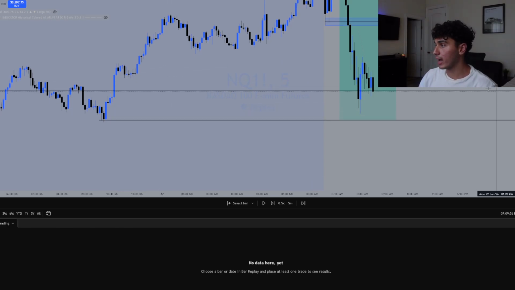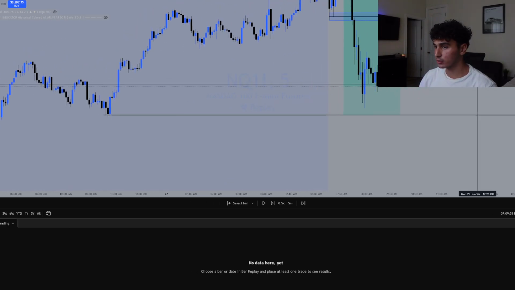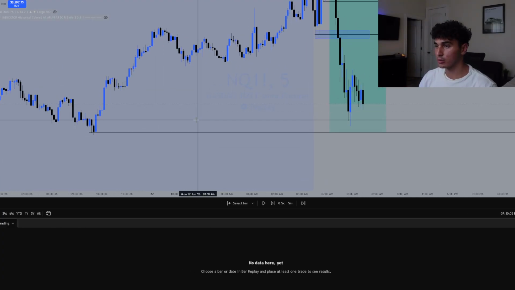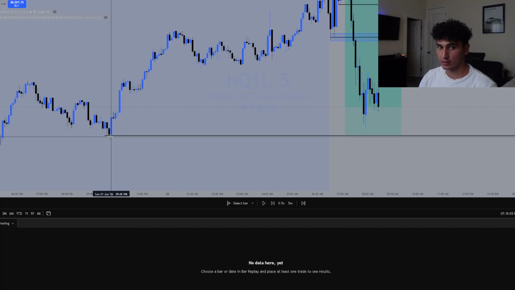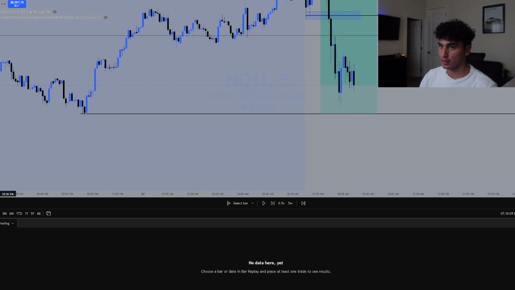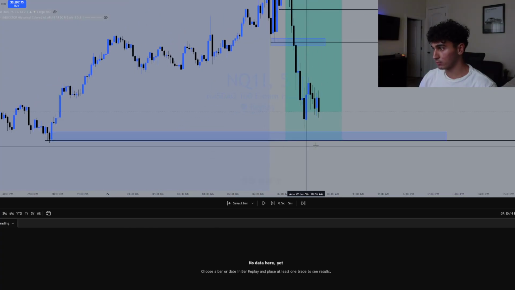Now, I actually took this trade. I literally took this trade. So we have this 5-minute demand that's created right here. We can see a strong low, then led to an aggressive push up to the upside. So we can mark that out. So we now know that we have a 5-minute demand right here.